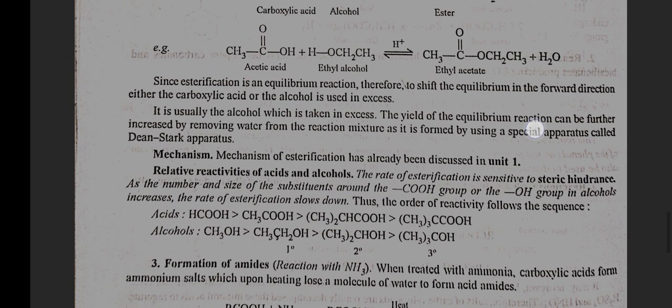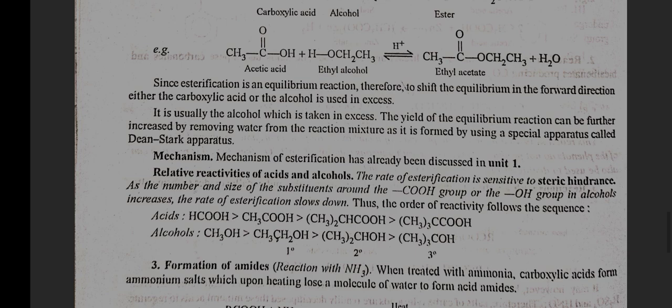Since esterification is an equilibrium reaction, therefore to shift the equilibrium in the forward direction, either the carboxylic acid or the alcohol is used in excess. It is usually the alcohol which is taken in excess. The yield of the equilibrium reaction can be further increased by removing water from the reaction mixture, as it is formed, by using a special apparatus called Dean-Stark apparatus.